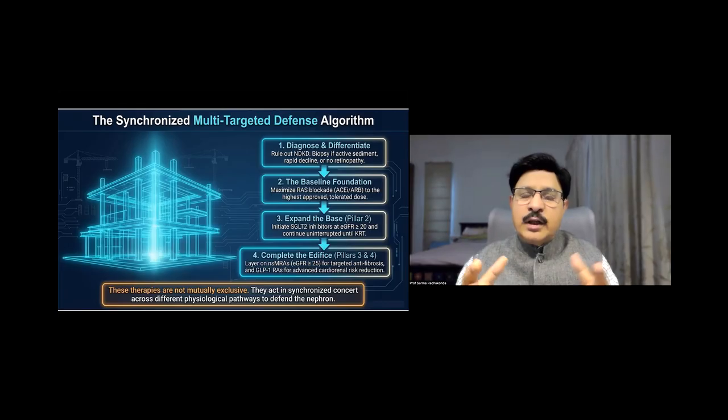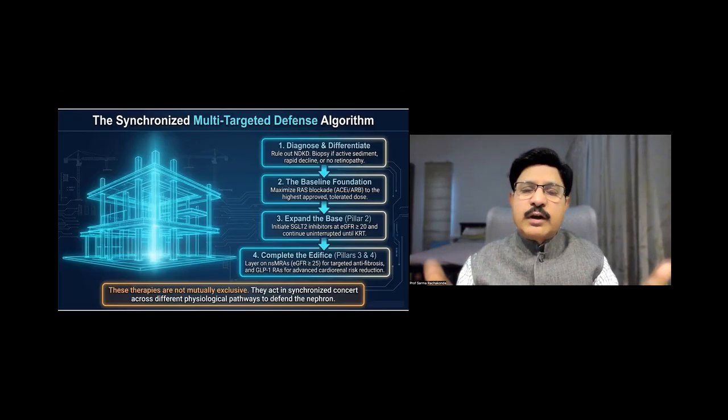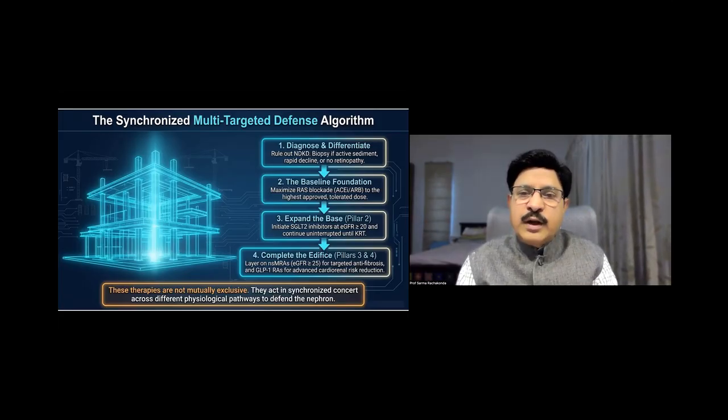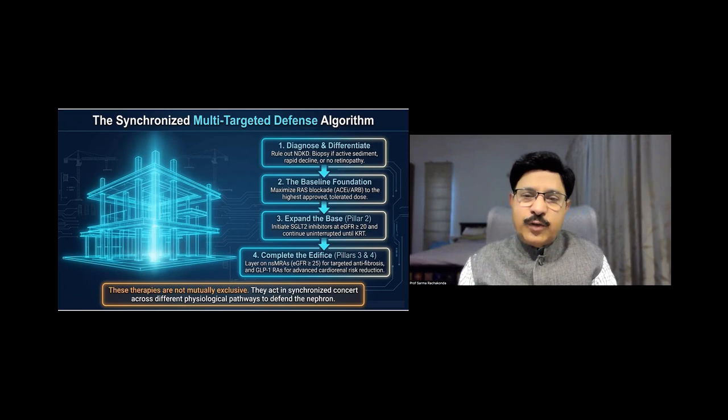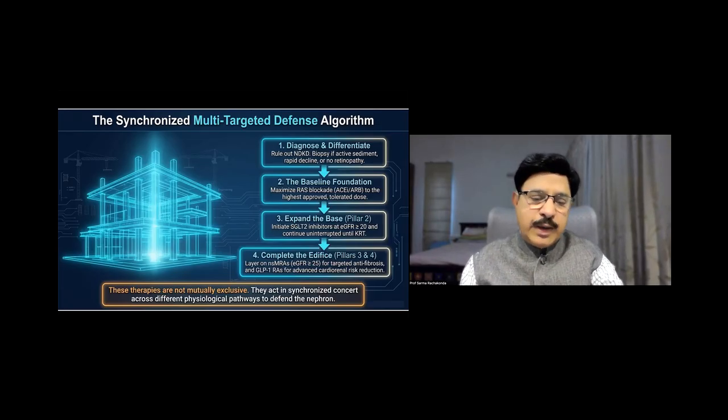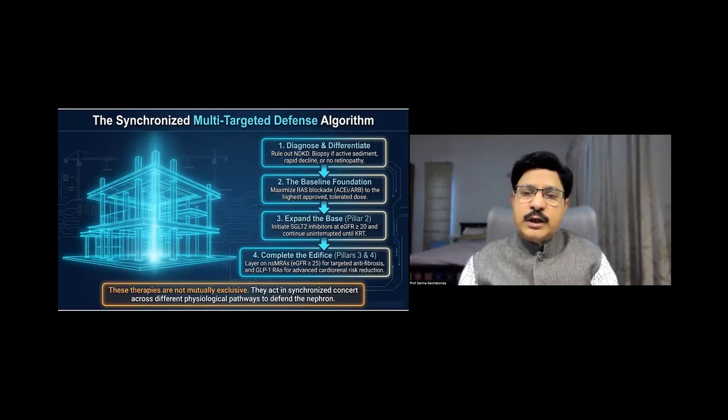Just like on the stage, the vocalist is there, the mridangam person is there, the violinist is there, the flute man is there. They don't play the music separately. They all play together at the same time. Then only it is a synchronized orchestra and the beautiful music comes out. Here also, early diagnosis, differentiating the two types of disease with proteinuria and without proteinuria, maximizing the ROS blockade, ACE-ARBs to the maximum, expanding the base to SGLT inhibitors, and completing pillars 3 and 4 with GLP-1 RAs and finerenone, which is the NSMRA.